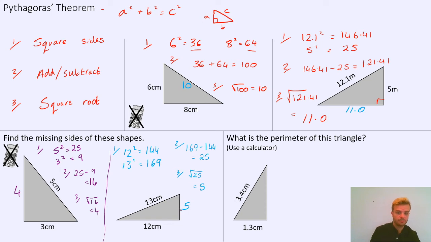Final question, the perimeter of this triangle. The only reason why this looks a bit harder is because it says the perimeter. It doesn't just say find the missing side, but it's still Pythagoras because we need to know the missing side of a right-angled triangle so we can add the sides together to get the perimeter.